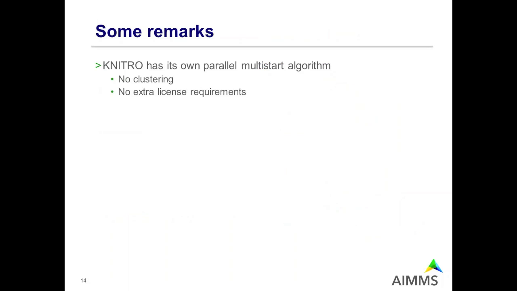Some final remarks. Not unimportant, Knitro has its own parallel multistart algorithm. It doesn't do any clustering. It basically generates n random points and then does n solves. The benefit is that you don't need any extra license requirements. You have to buy Knitro, but you don't need any additional solver sessions, which you would need if you wanted to use the AIMMS parallel multistart algorithm with Knitro. So this option is cheaper, at least if you want to use Knitro.